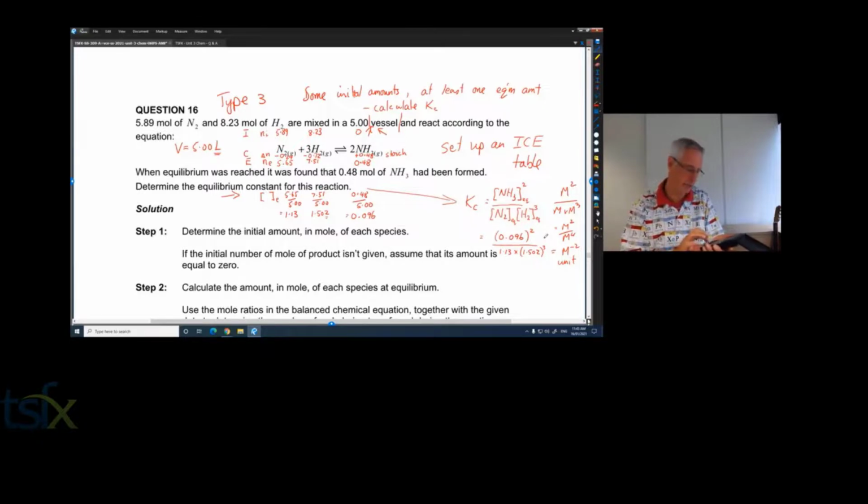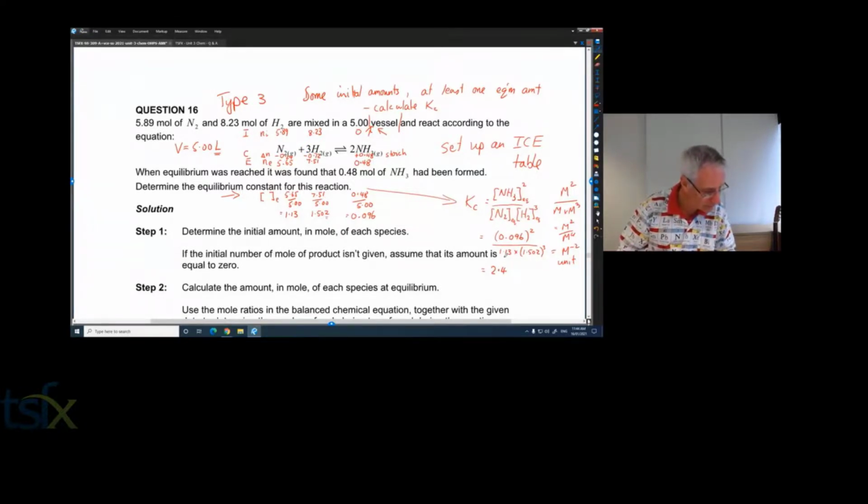0.096 squared divided by 1.13 divided by what I've got in my memory is 2.406878. But I'm going to think sig figs. I'm going to think units. 2 sig figs. I hope like hell that's the answer at the back of the book.